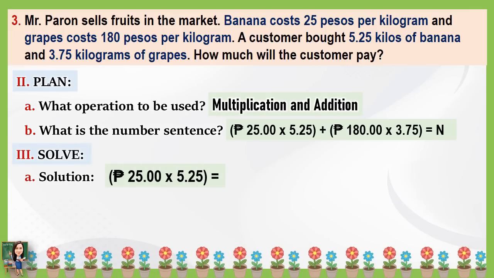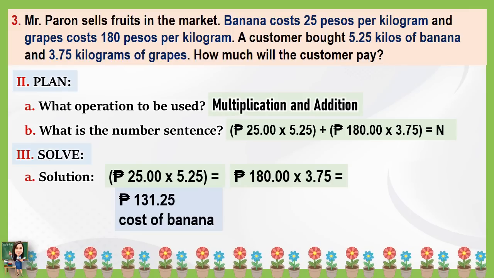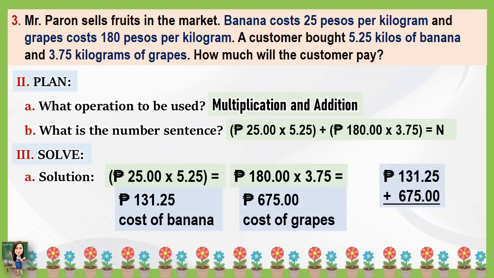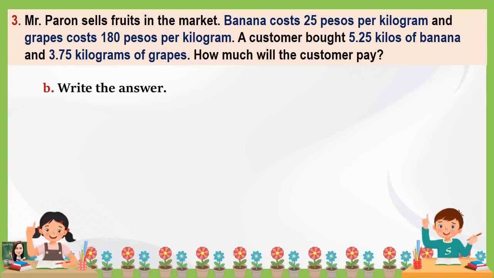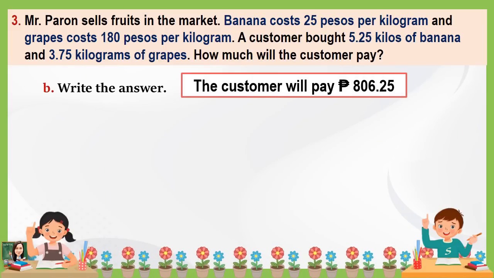Step 3. Solve. Solution. 25 pesos times 5 and 25 hundredths equals 131 pesos and 25 centavos, the cost of banana. 180 pesos times 3 and 75 hundredths equals 675 pesos, the cost of grapes. Then add 131 pesos and 25 centavos plus 675 pesos equals 806 pesos and 25 centavos. Now write the answer. The customer will pay 806 pesos and 25 centavos.